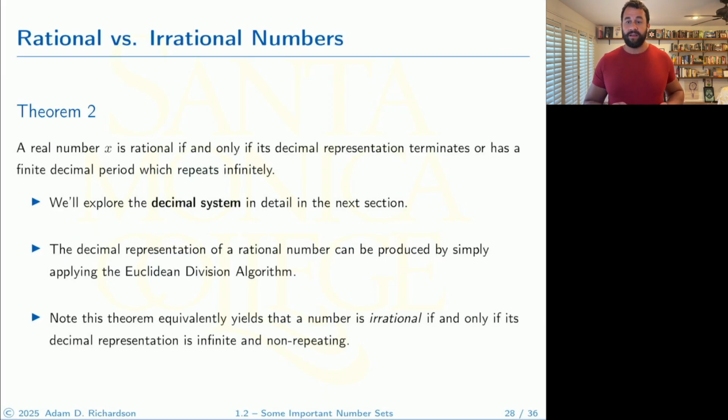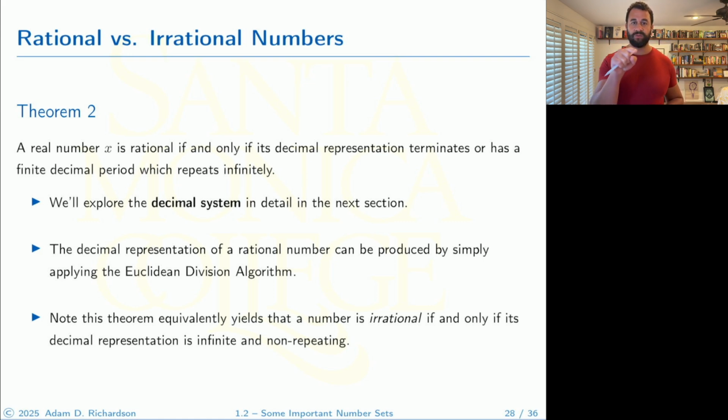Now, here's an interesting theorem, and I'm about to show you some really, really cool visualizations of the differences between rational numbers and irrational numbers. So here's an important theorem. A real number x is rational if and only if its decimal representation terminates or it has a finite decimal period which repeats infinitely. You probably heard this before back in grade school at some point, but if a number is rational and you tried to write out its decimal representation, then either that representation stops or it keeps going and going, but it's the same repeating pattern at some point.